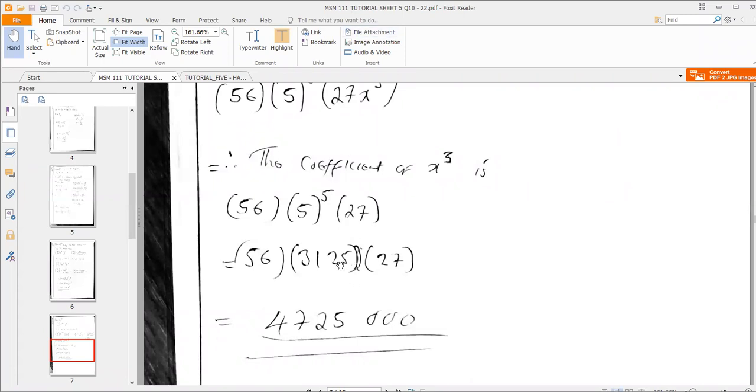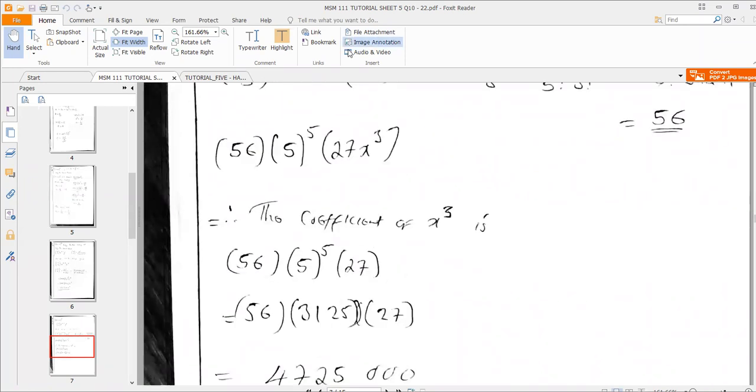Any questions, please, on how to find the coefficient? Is it clear, please? Could you repeat that one again? Okay.